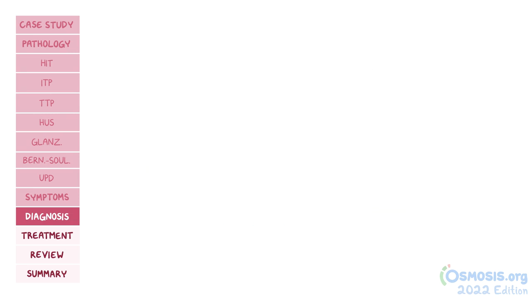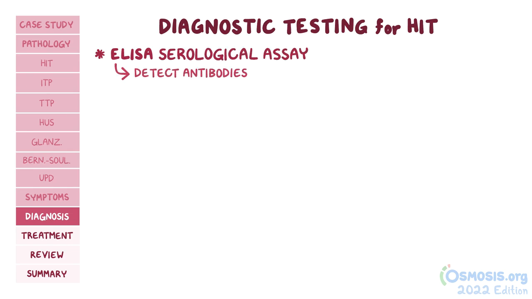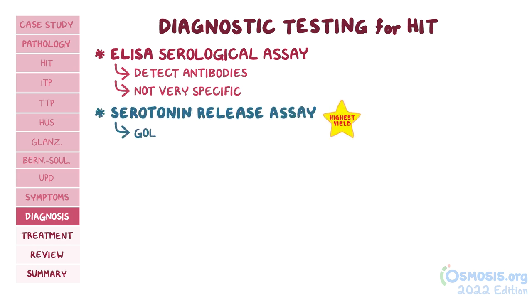Alright, now let's look at specific lab tests that can help you identify the cause of the primary hemostatic disorders. Diagnostic testing for HIT includes an ELISA serological assay to detect the antibodies. Unfortunately, many individuals that have received heparin form these antibodies but don't have HIT, so the test is not very specific. A more specific test is the serotonin release assay, which is the gold standard for diagnosing HIT.